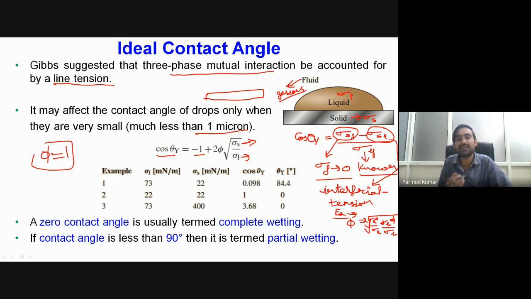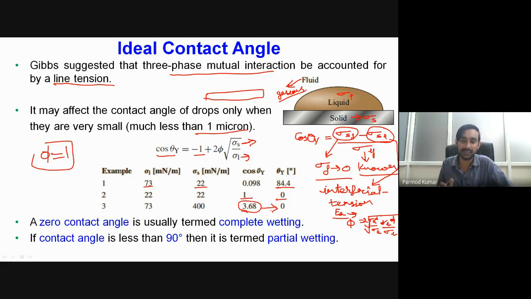Okay. Now, let us consider a few example cases where our value of phi is equal to 1, and our values of surface tension are given in this particular table. You can see in example 1, sigma L is 73, sigma S is 22. Now if you calculate using this equation by considering phi as 1, you will find that the value of theta for the first case comes out to be 84.4 degrees. For the second case, if you calculate, the value of angle comes out to be 0. And for the third case, our cos theta y is becoming 3.68, which is mathematically not possible, but still we have assigned this value of 0 over here.